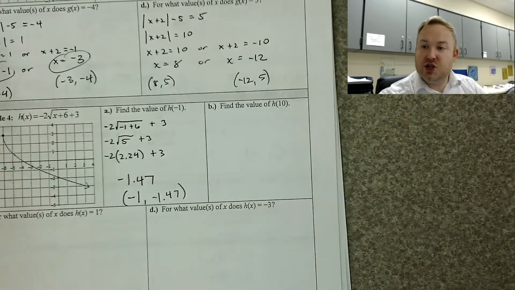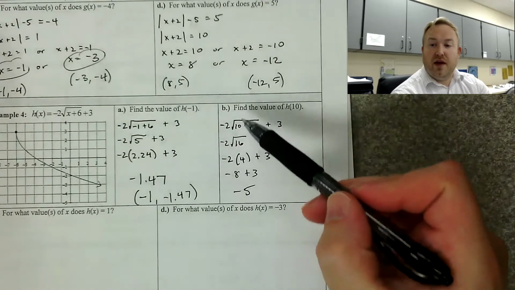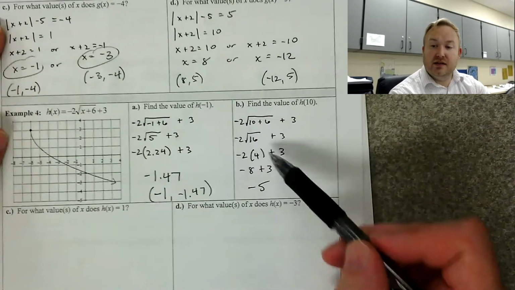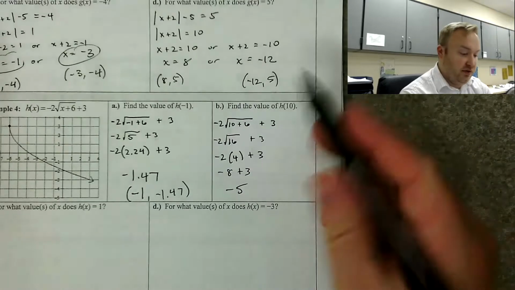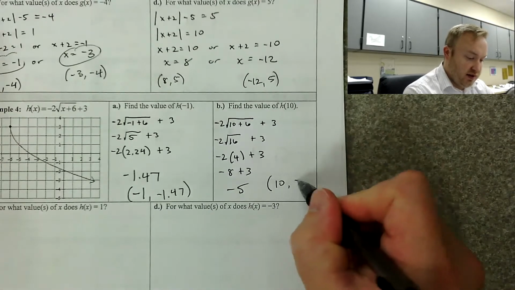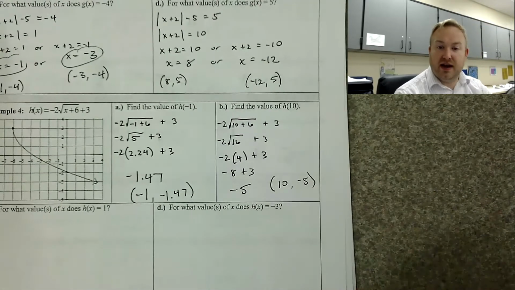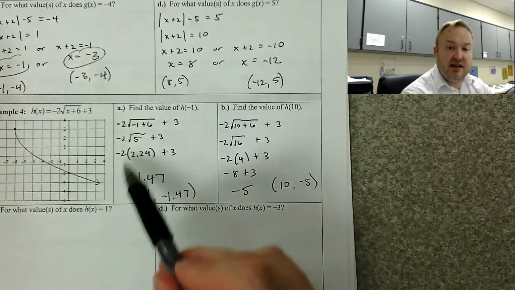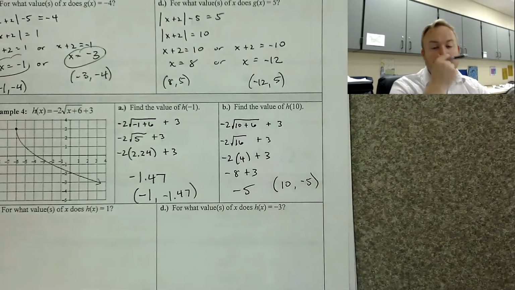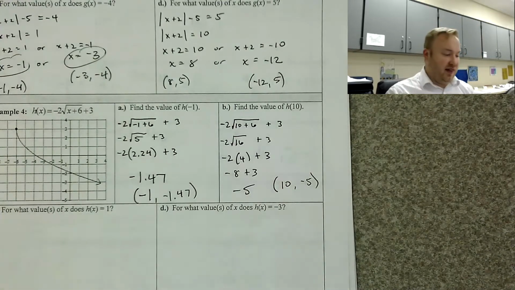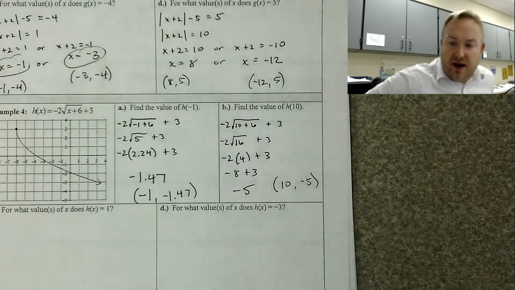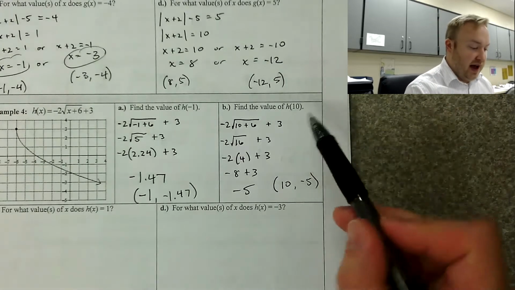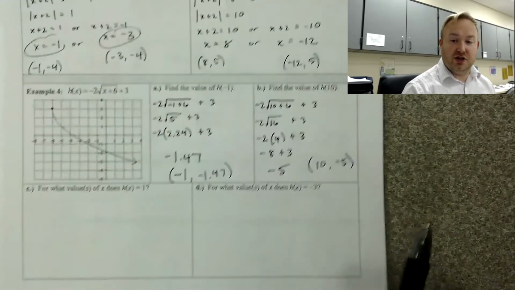Find the value of h of 10. Okay, let's do that. So for that one, I've got my work shown here to plug 10 into that function, and my result was -5. So when my x coordinate is 10, my y coordinate should be -5. I can't really see that value on the graph here. There is a way for me to verify that graphically, but we don't need to worry about it right now. But again, that's the value of having the equation and not just the graph.